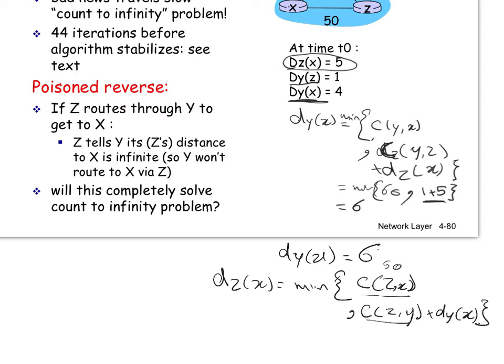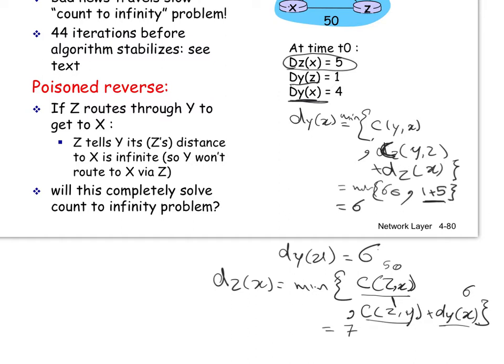So the cost between z and x is 50, and the cost between y and z is 1, and the cost between y and x is 6. So this will become 7. So the new distance between z and x is now 7, right? Which is different. Right? So in that case, z will inform y in a different iteration.